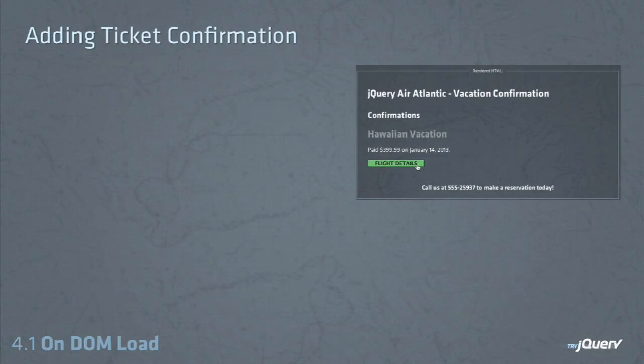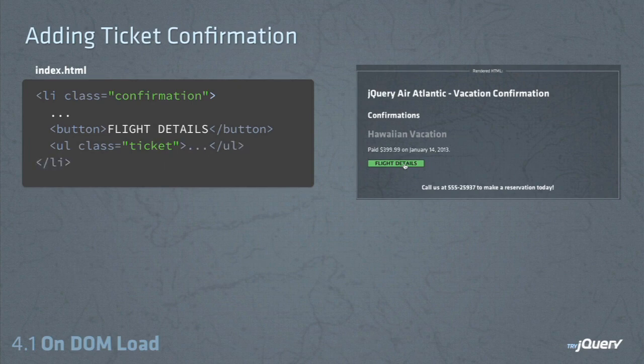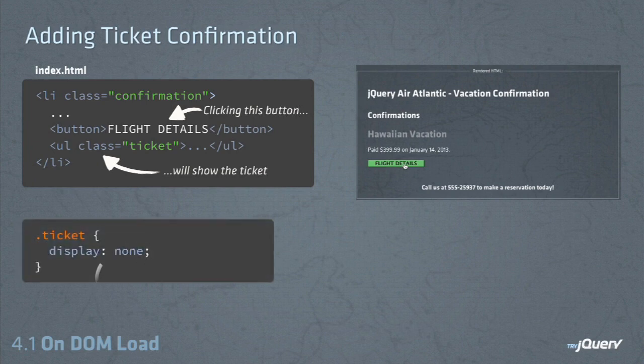Well, let's take a look inside the HTML first. Here's our confirmation list item. Inside of that, we have a button labeled Flight Details, and then we have an unordered list which has those extra details which get shown when we click the button. So clicking this button will show the ticket here. To set this up, we're first going to set a CSS style on the ticket class to display none, so that it starts out as hidden when we first load the page.